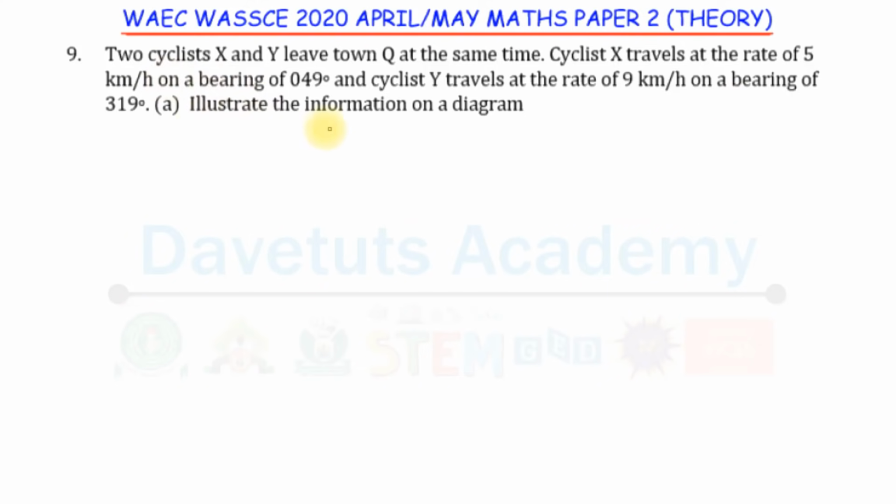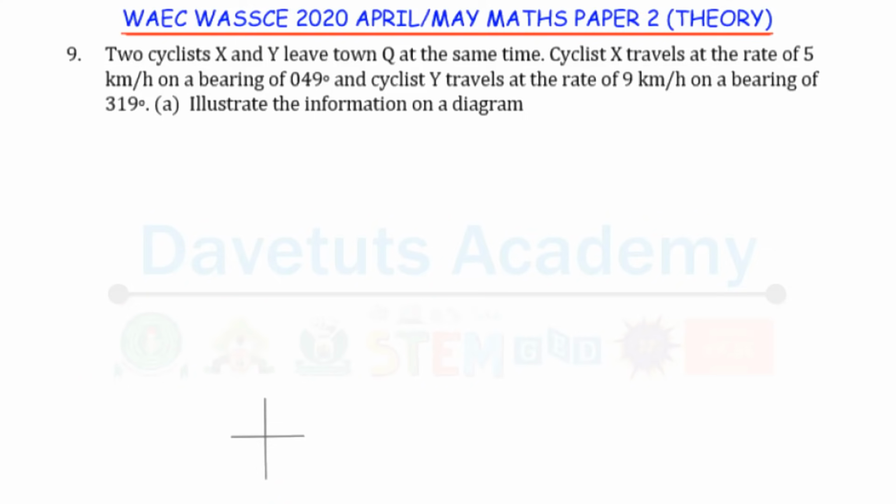So here, our first mandate is to illustrate the information on a diagram. And looking at the question, we are told that they leave town q at the same time. So q will happen to be our point of reference. So if we are to locate point q and we draw our 4 cardinal points, this is a 4 cardinal point from where we are going to take our bearing from.